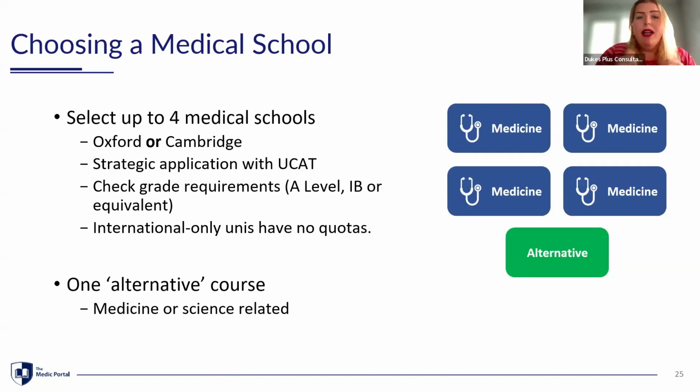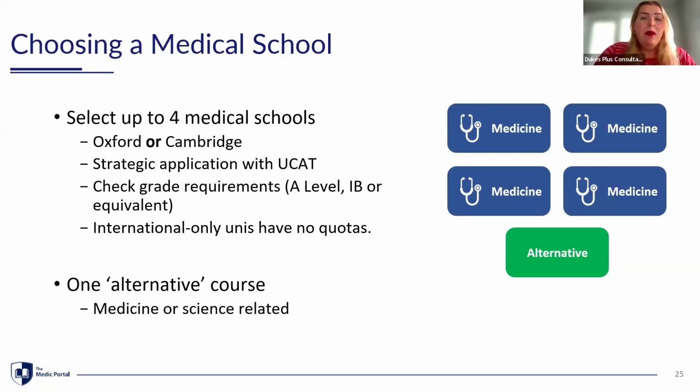So strategy by the UCAT admissions test and strategy by grade requirements, because each university will ask for different grades. So for example, in an A-level context, some might need 3 A's, AAA, others may need A star, A star, A, or higher in some cases. So it's really important to be aware of where you feel that you would be the strongest possible fit to convince them that you are the best student for that university.